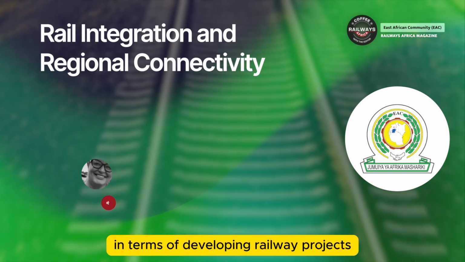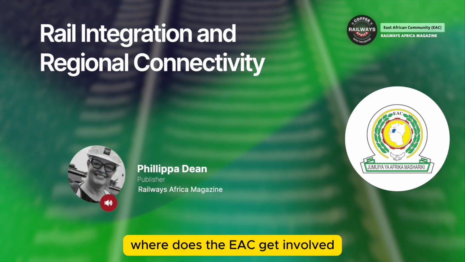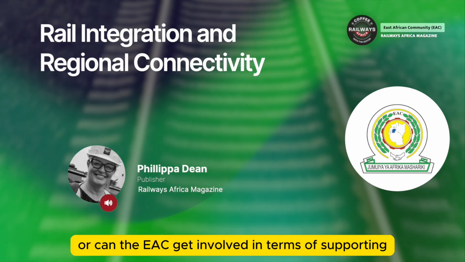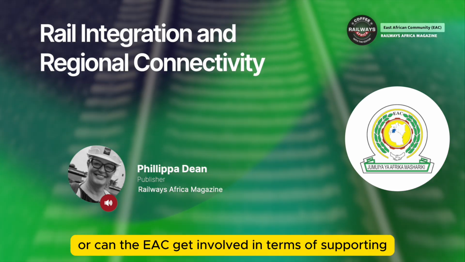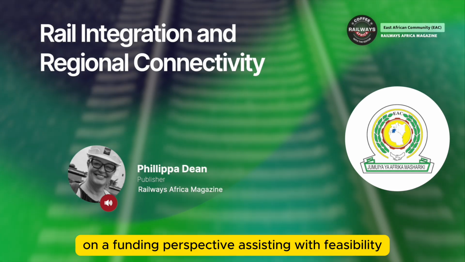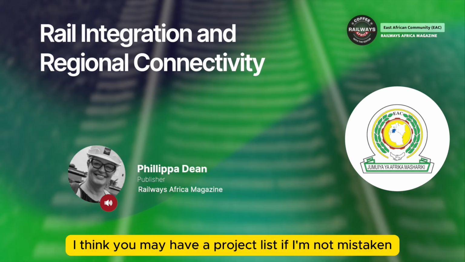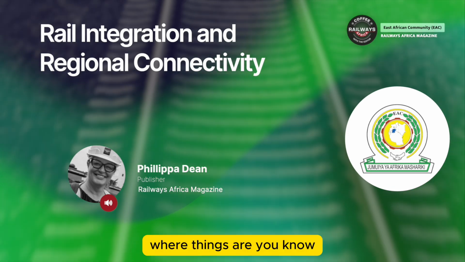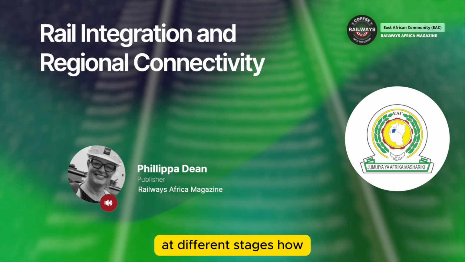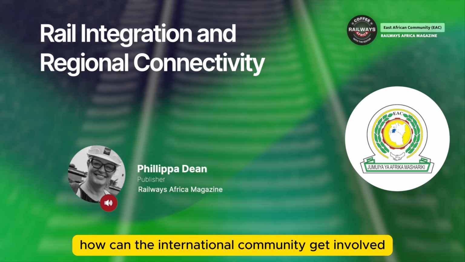In terms of developing railway projects, where does the EAC get involved, or can the EAC get involved in terms of supporting on a funding perspective, assisting with feasibility? I know that you've got, I think you may have a project list, if I'm not mistaken, where things are at different stages. How can the international community get involved?